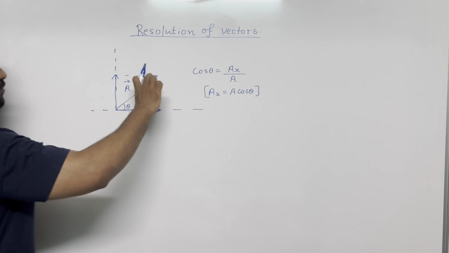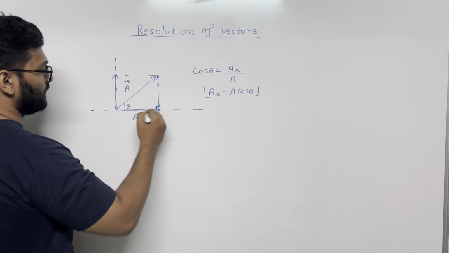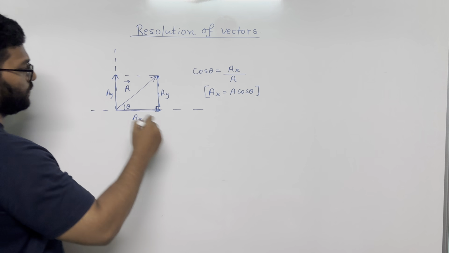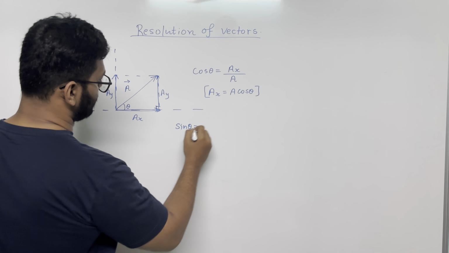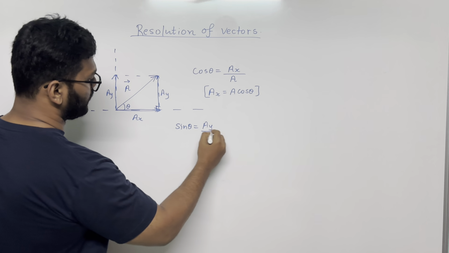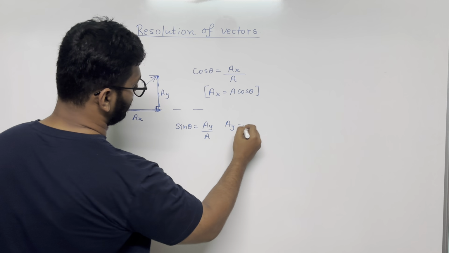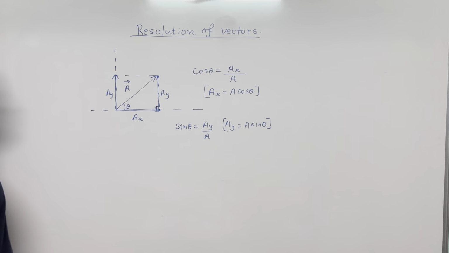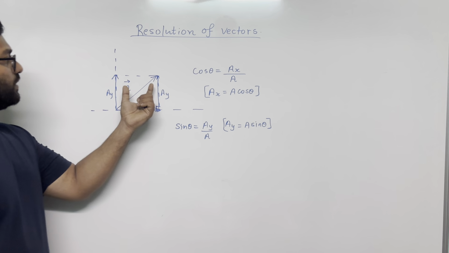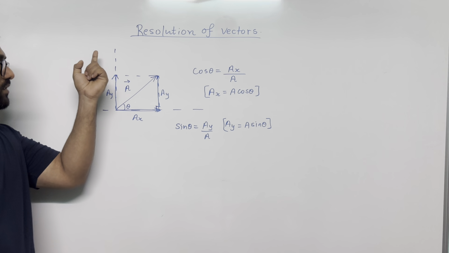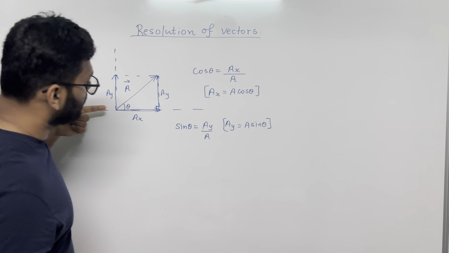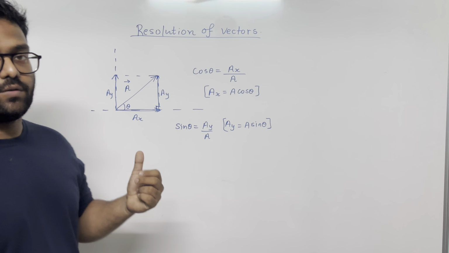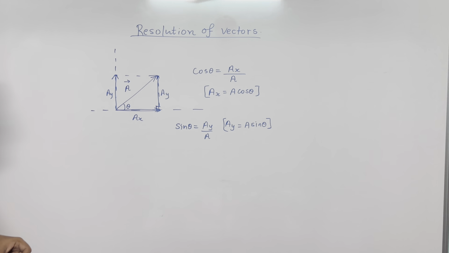This length is going to be equal to this length. Let me call this length AY. Now, if I use sine theta here, sine theta is equal to the opposite side AY upon A. That will give you AY to be A sine theta. So you can see the length of the vertical shadow is A sine theta. This is the projection of this vector along this direction, and AX is the projection of this vector along the horizontal direction. This is what we call projection, a shadow.